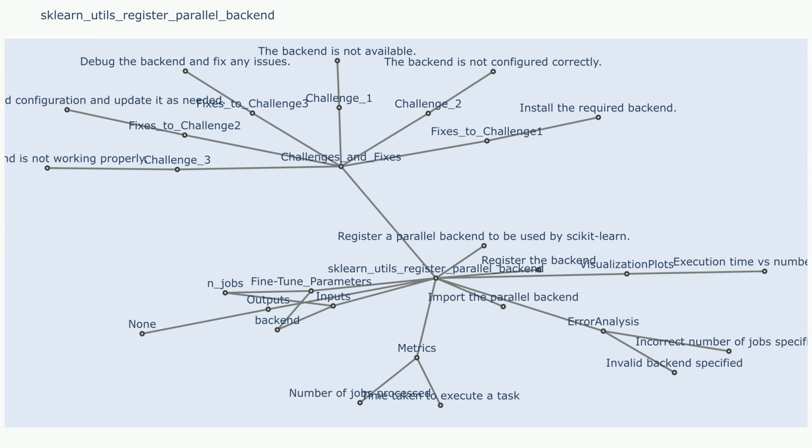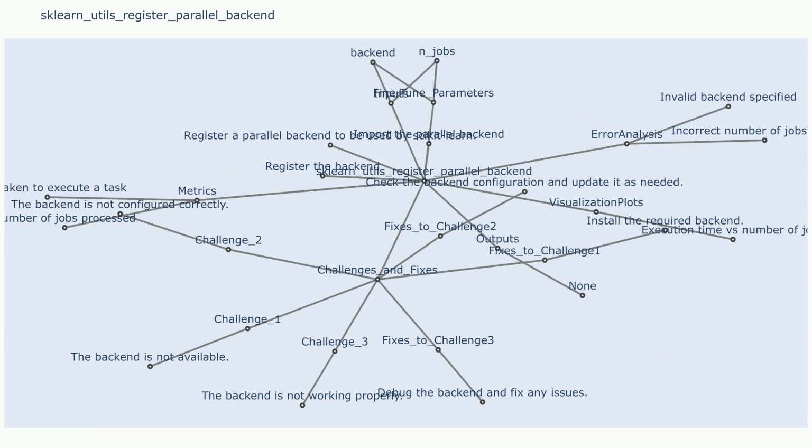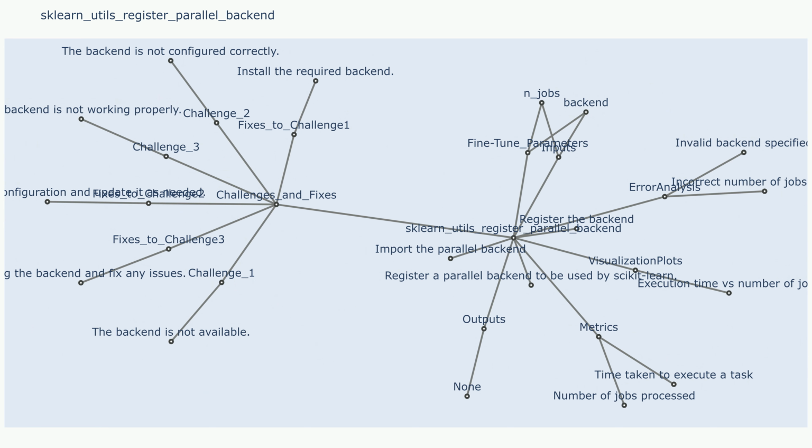Challenge 3, memory management. Parallel processing can increase memory usage due to multiple processes or threads accessing data. Sample use case: processing large datasets with multiple parallel processes might lead to excessive memory consumption. Fixes: carefully manage memory usage by optimizing data structures, using memory-efficient algorithms, or employing techniques like memory mapping.